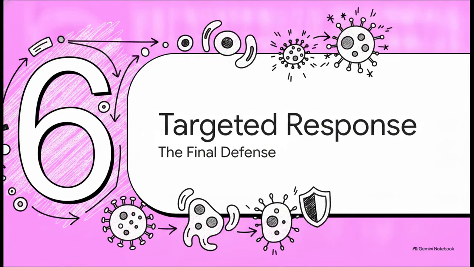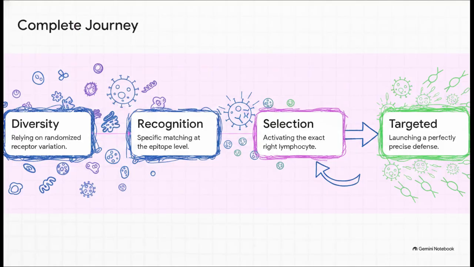Bringing it all home in Section 6, the targeted immune response, the final defense. Looking at this complete journey, it's just amazing. The immune system first relies on this massive, randomized diversity of receptors. Then, when an invader inevitably arrives, specific recognition happens right down at the epitope level. This perfectly leads to the clonal selection of the exact right lymphocyte for the job. That single lymphocyte expands into a massive army, and crucially, all those offspring maintain the exact same specificity as the original cell, which means that the antibodies they secrete or the direct cellular attacks they launch are perfectly, flawlessly targeted solely at the original antigen.